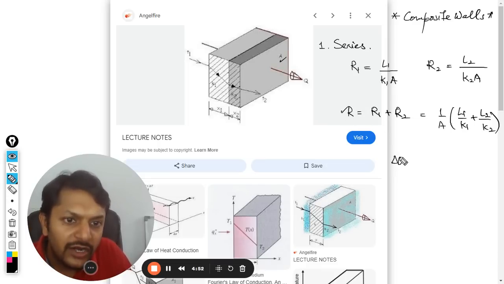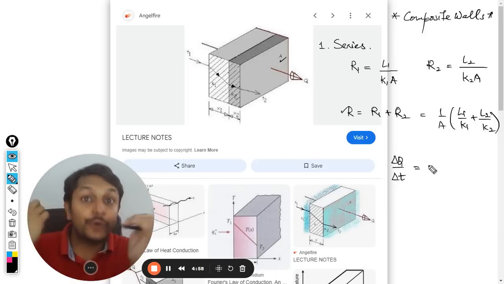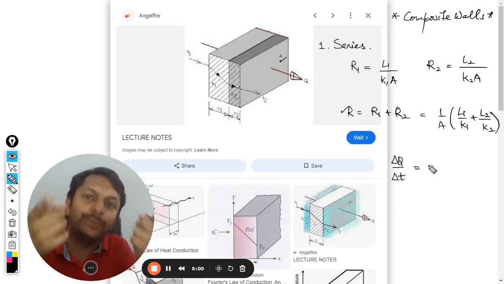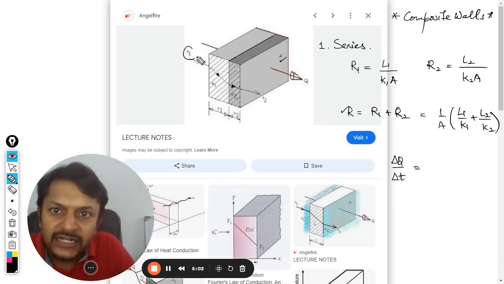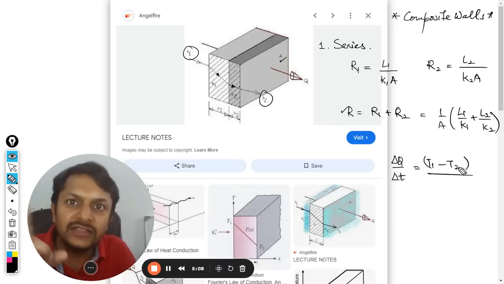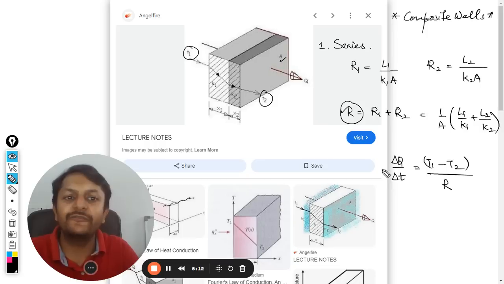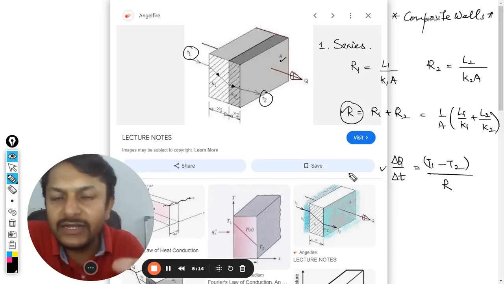So the total current flowing through it, or the total heat flowing through the wall, will be equal to the total potential difference, or the total temperature difference across the wall, which is T1 here and T2 here, which is T1 minus T2, higher minus lower, divided by the resistance which we just found. Accordingly, we can find the value of delta Q by delta T.